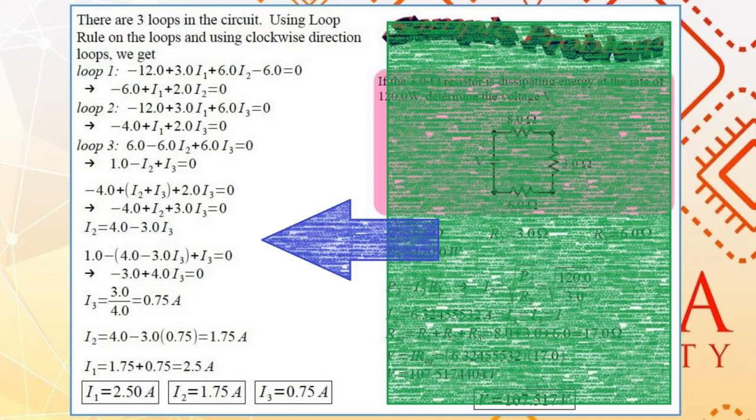Again, if there's only one voltage source, it's enough to use Ohm's law and resistors in series and parallel connection. But if you see there's more than one voltage source, that's an indication that you need to use Kirchhoff's rules.